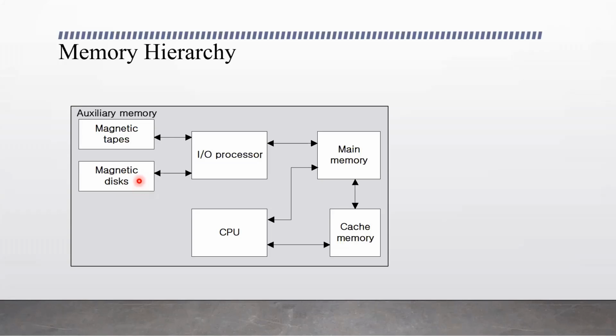But when we compare this with the other memory units like main memory and cache memory, this is the slowest device. Auxiliary memory is a slower operating storage unit. So it goes from low to high if we place them in the hierarchy.